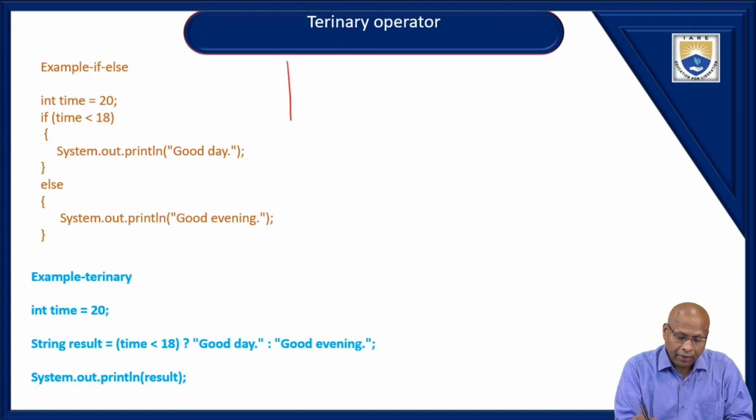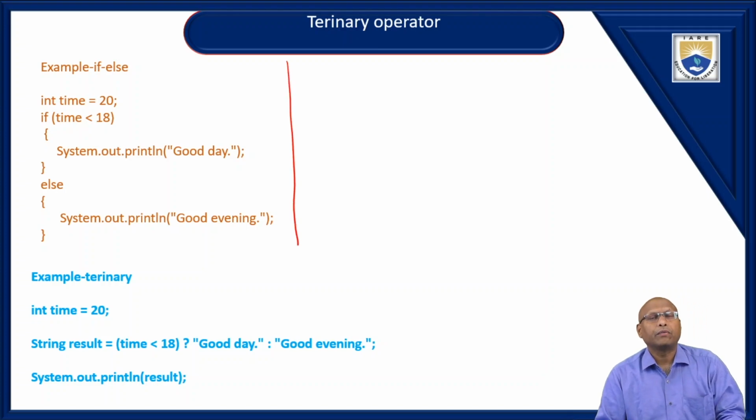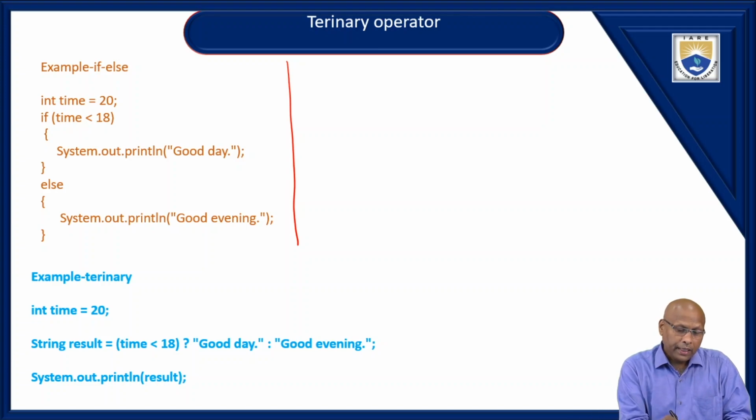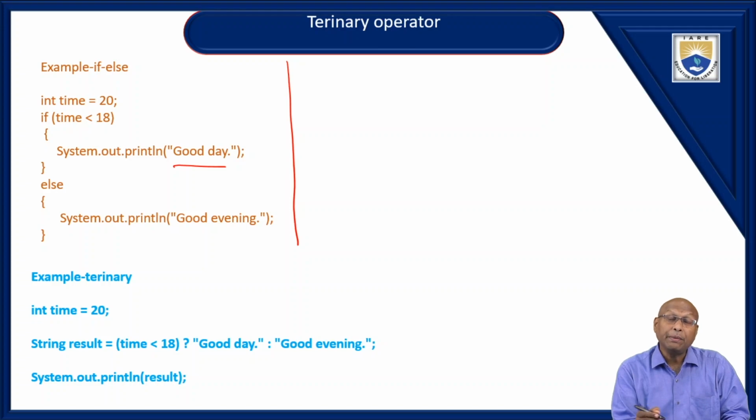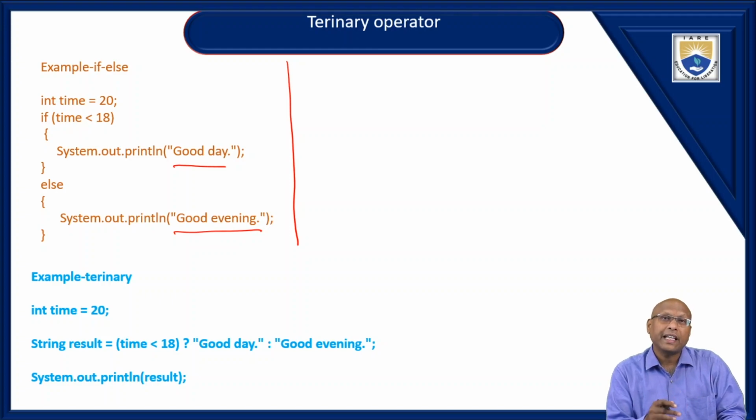Now I'll write a simple program to check whether the given time is less than 18 or not. So if this time is less than 18, I want to print good day. Else, if this condition is false, I want to print good evening. So this if else statement I can replace with the ternary operator.